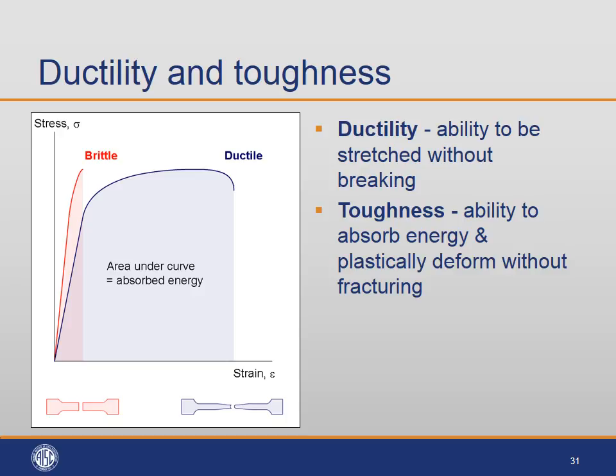Let's move on to look at the ductility and toughness of stainless steel. Just a quick definition for you. Ductility is how much a material can be stretched without breaking, and toughness is how much a material can absorb energy and deform plastically without fracturing. And the area under the stress-strain curve is the quantity of absorbed energy.